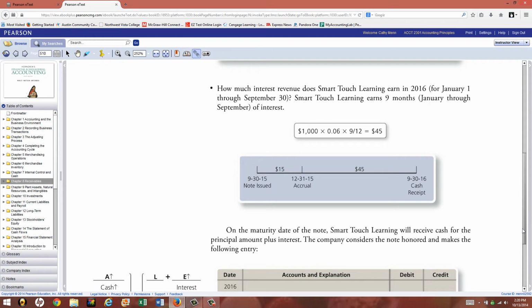Okay. This is showing us how much they earned for 2016. Well, we'd already taken $15 for the first 3 months, and then the remaining 9 months is the $45.